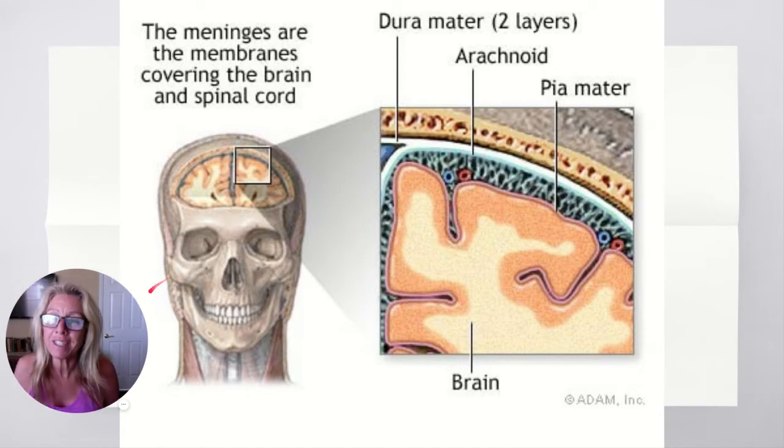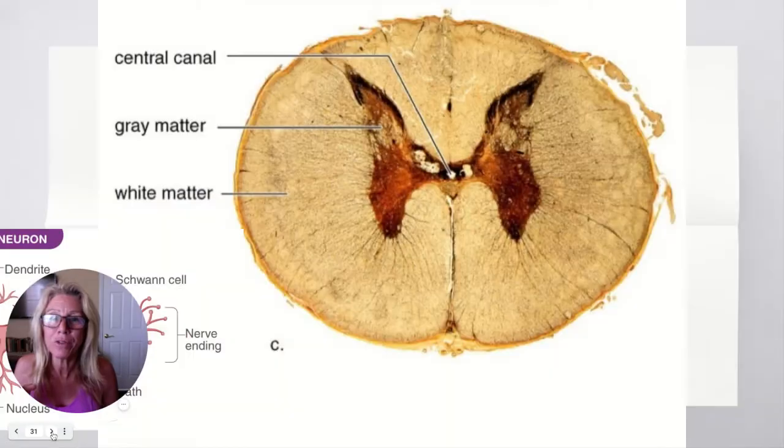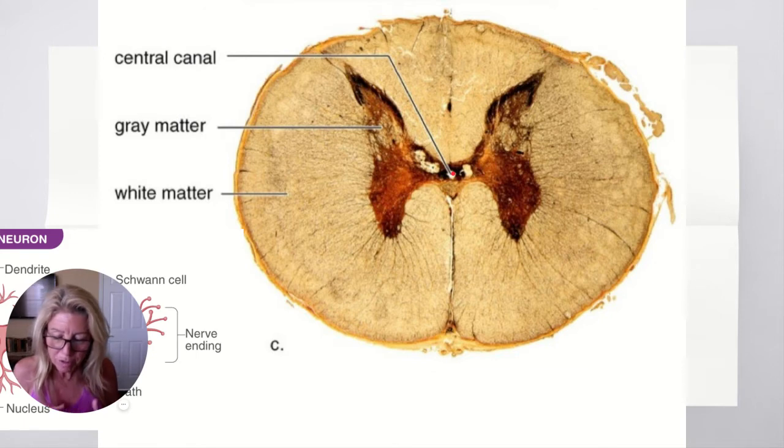There's fluid amongst that. There's fluid down through your spinal cord, right here in your central canal, and around all the tissue. That cerebral spinal fluid fills in the spaces, cushions, and protects. That's what you need to put in your notes: protects your central nervous system.